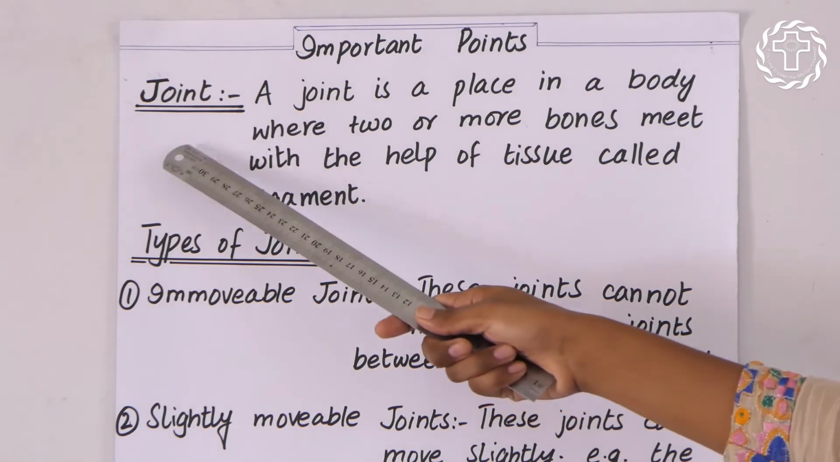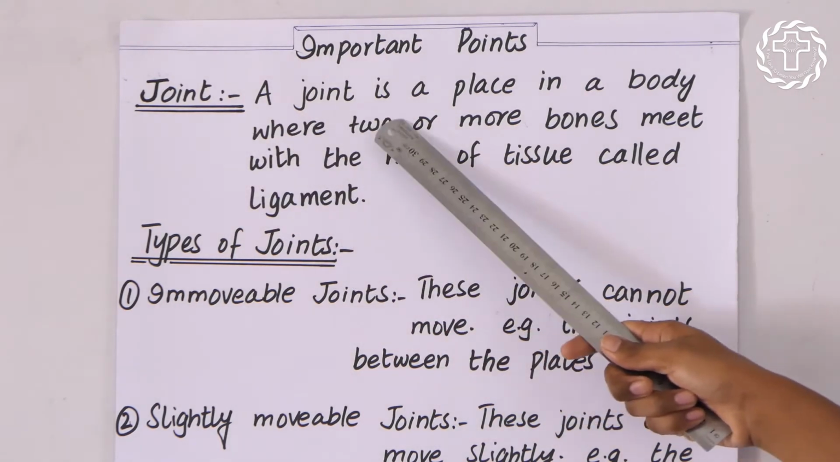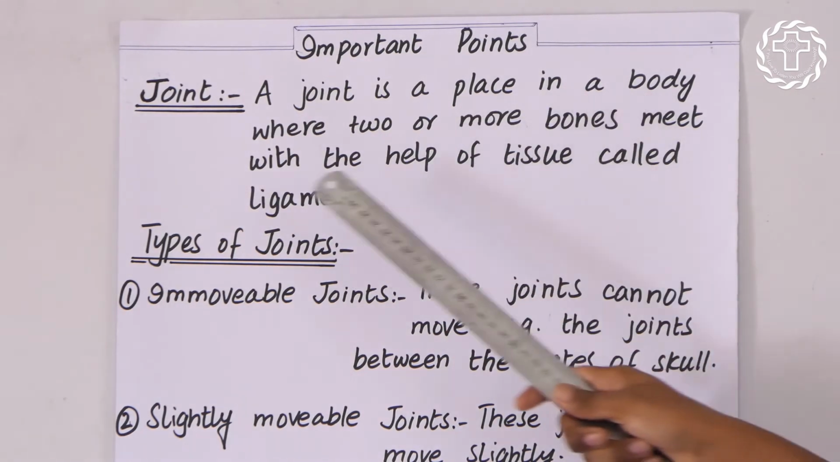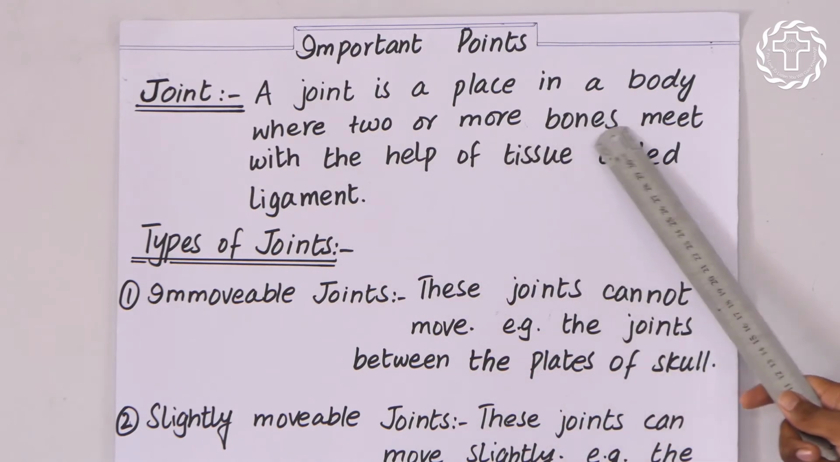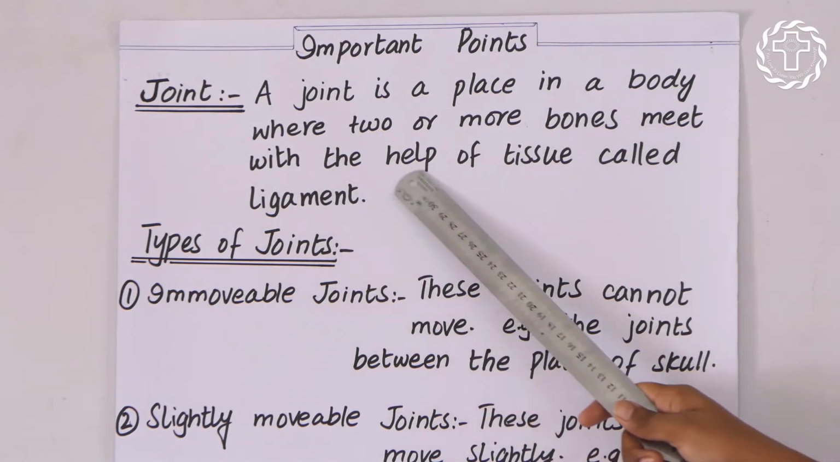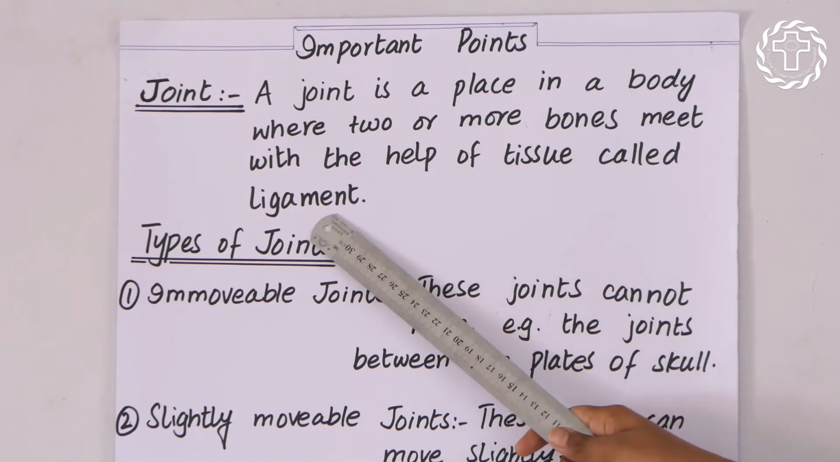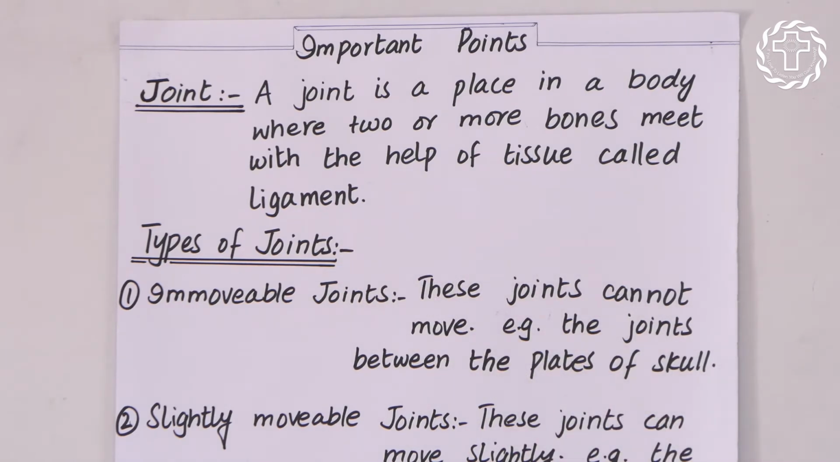Important points. Joint. A joint is a place in a body where two or more bones meet with the help of tissue called ligament. Joint ऐसा बॉडी में वो प्लेस है जहाँ पे दो बोन्स मिलती हैं.